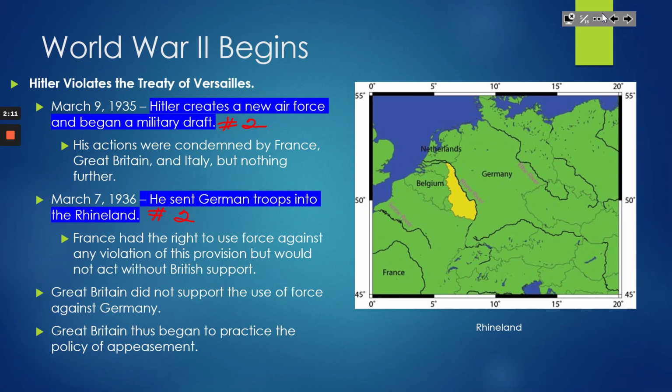They just allowed him to go forth because they did not want to enter into any conflict or war at this point. He also sends German troops into this area called the Rhineland. And because of that, that is another violation of the Treaty of Versailles. And again, Great Britain did not support the use of force. France was ready to go in and use force to stop him because he's violating the treaty. But Great Britain did not want that. They did not want to do anything like that because, again, they're not trying to get into conflict or any war. Okay? So this began this policy of appeasement, just appeasing Hitler and allowing him to do these things.